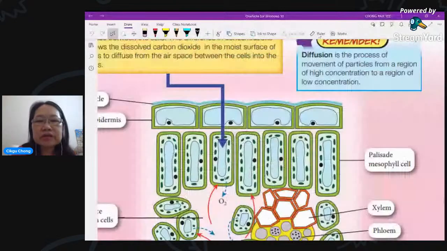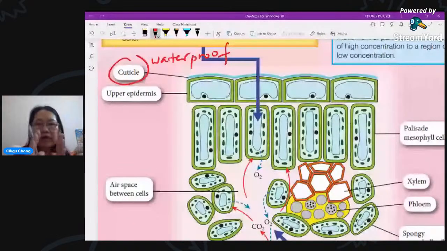This is cuticle, which is waterproof. It is to minimize water loss. Okay, this is waterproof. We call it 防水. Then after that, you have a layer which is arranged vertically. The good thing is it's all very compact. There's very little empty space here. This is called palisade mesophyll.